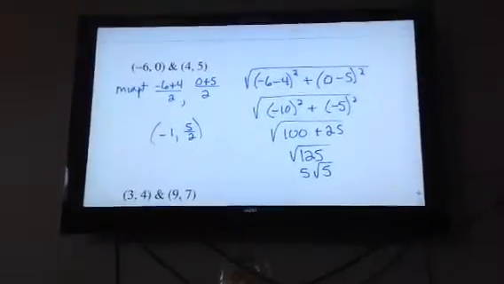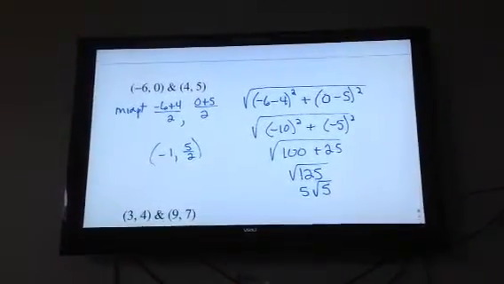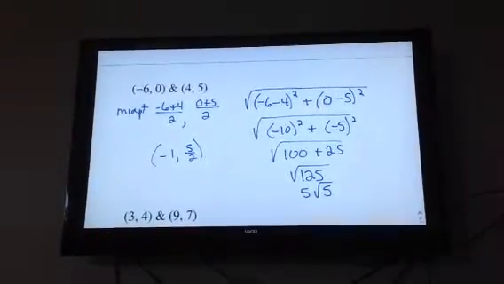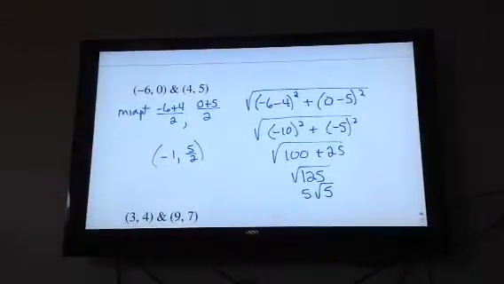So really it's a matter of knowing your formulas. The work's not hard if you know the formulas, okay?